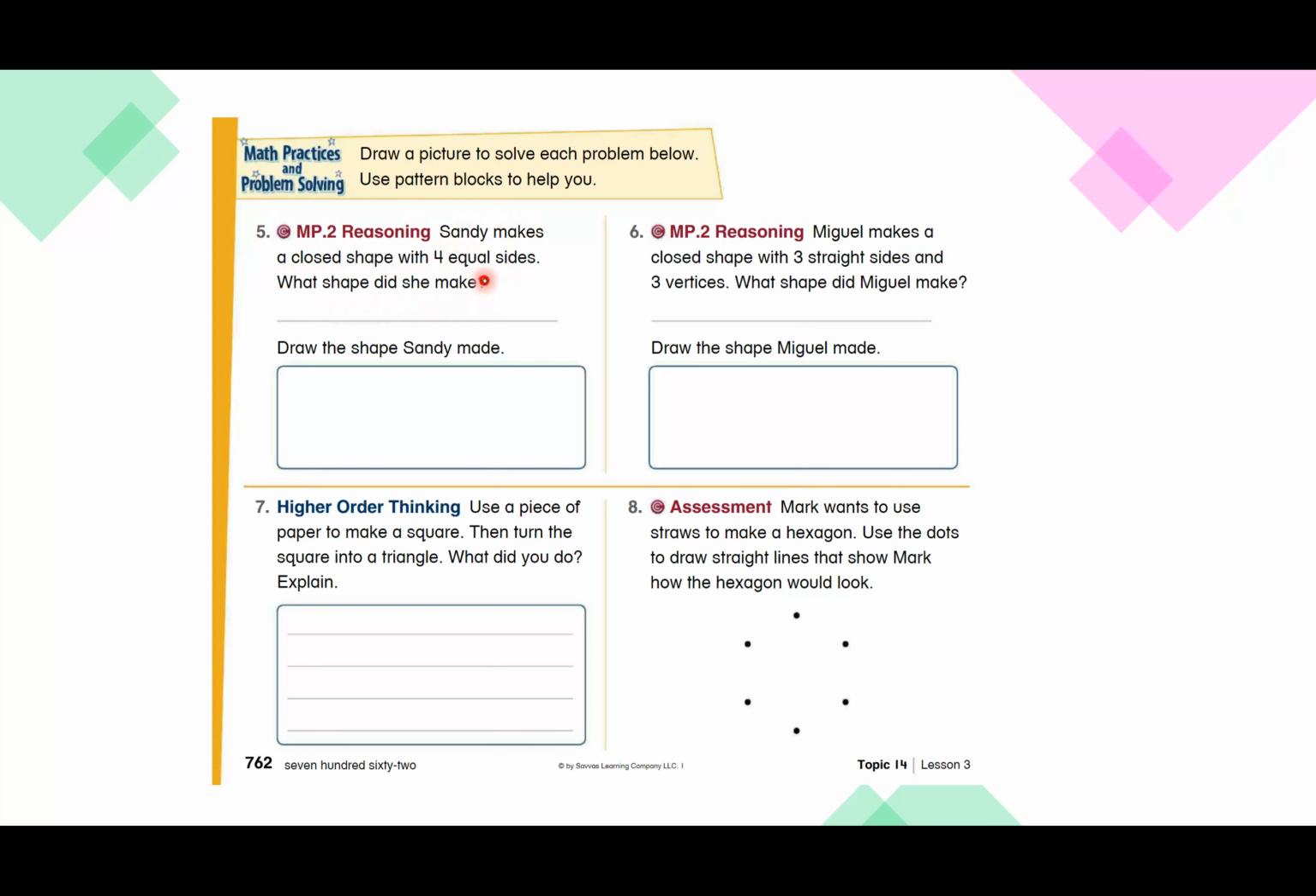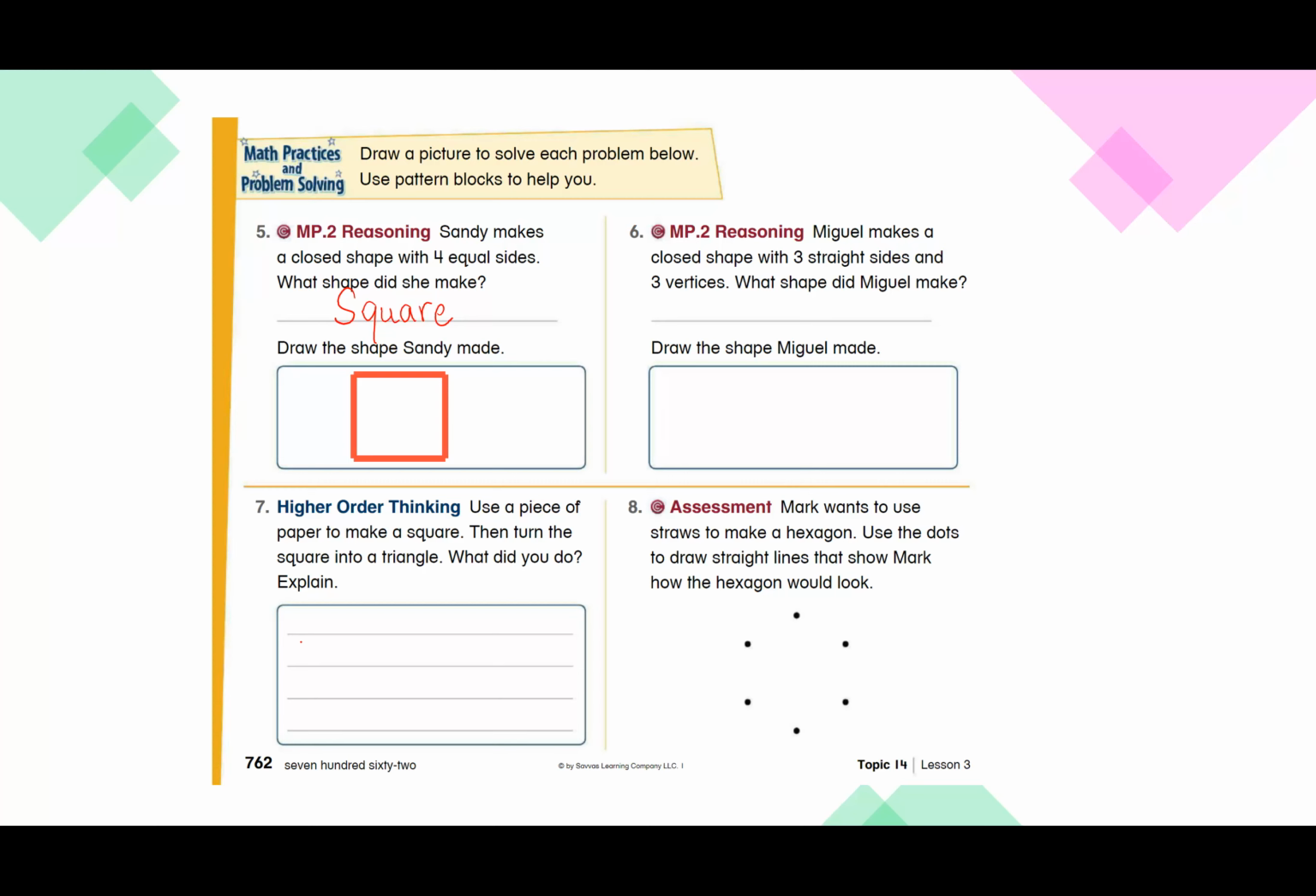Come on, kids, tell me, which shape has 4 equal sides? Bravo, a square. So here, in the box, you can draw a square. 1, 2, 3, 4. A square has 4 equal sides. Easy? Yes.